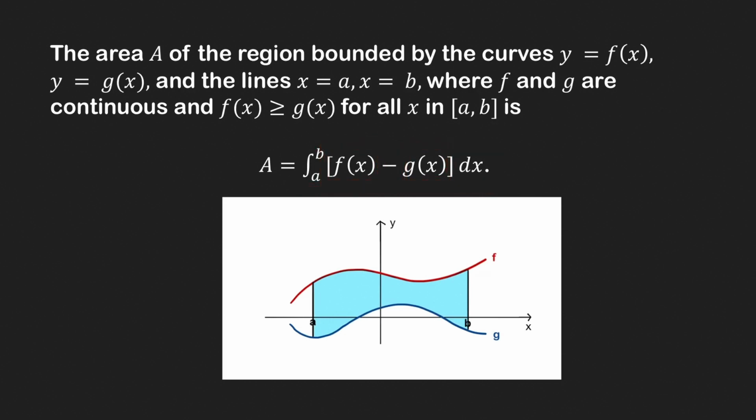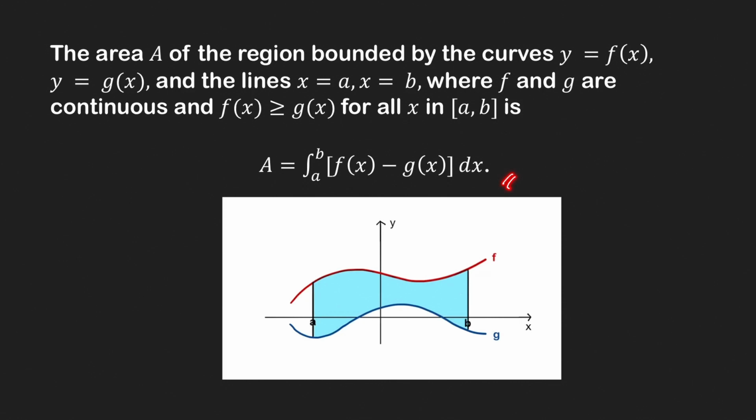Take note that when we use this formula to find the area bounded by the two functions, we assume that these two functions are continuous on the closed interval [a, b], and f of x is greater than or equal to g of x. This formula follows from the geometric interpretation of the definite integral.